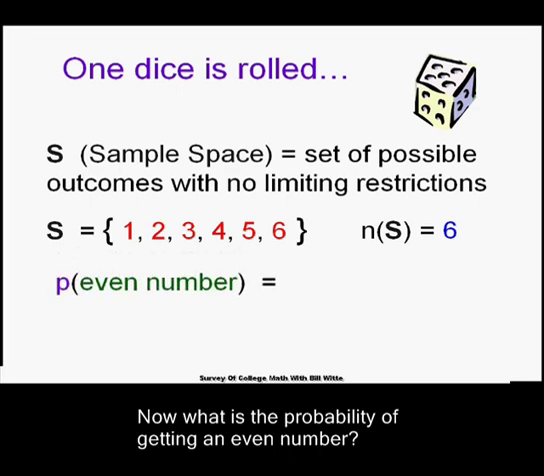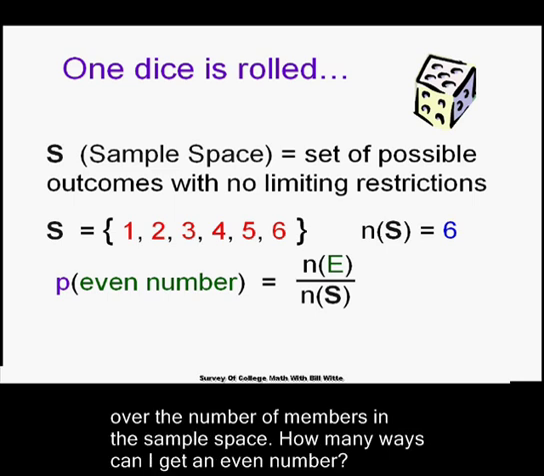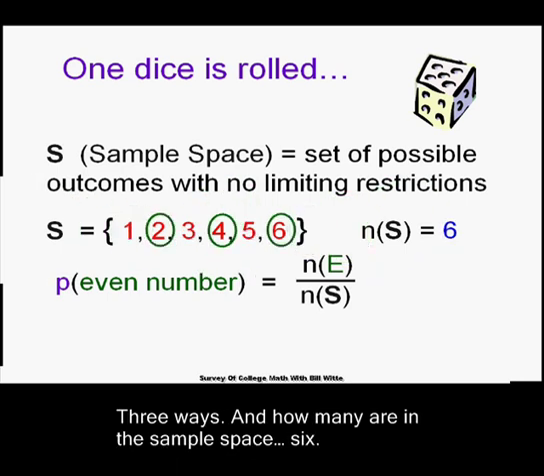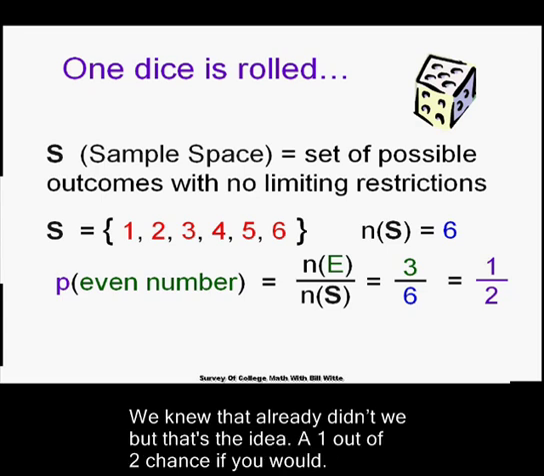Now, what is the probability, the P, of getting an even number? By our definition, quite simply, it's the number of ways that can happen over the number of ways in the sample space. Well, how many ways can I get an even number? 1, 2, 3. And how many are in the sample space? 6. So the probability of getting an even number is 3 over 6. Of course, we should reduce and get a half. We knew that already. We have a half chance. But that's the idea. 1 out of 2 chance, if you would.